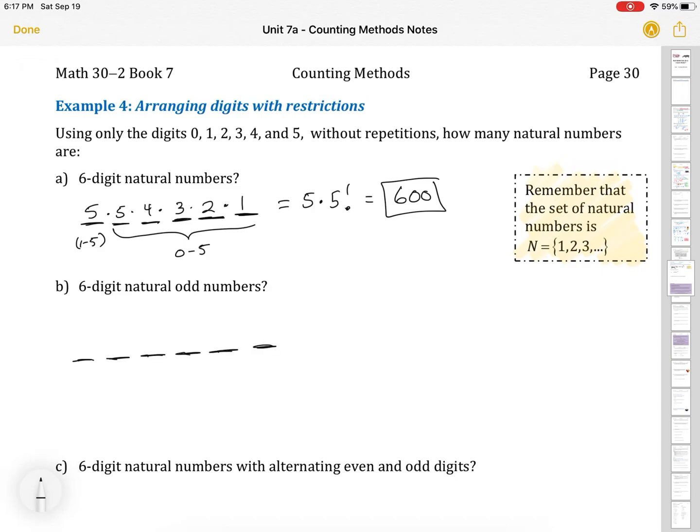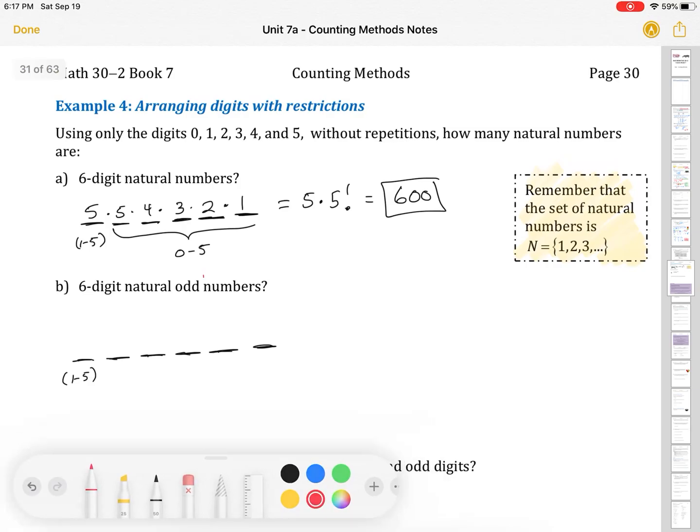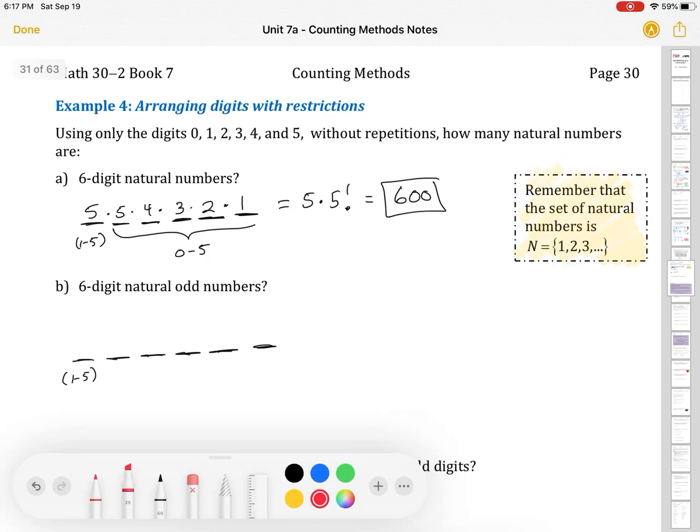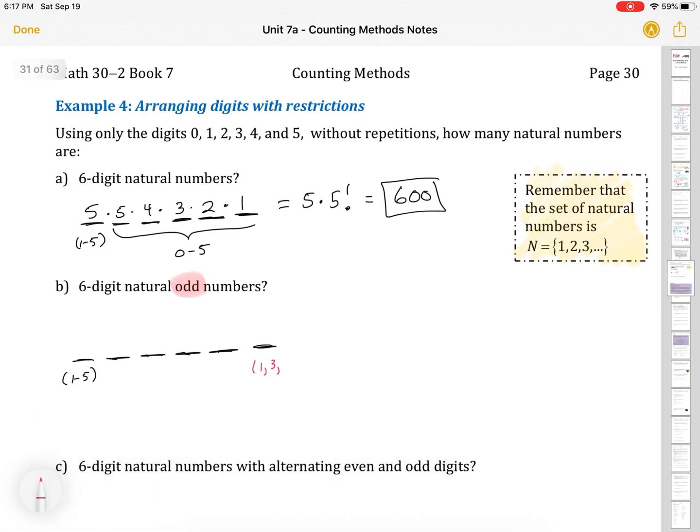6-digit natural odd numbers. So let's map that out. So I have 1, 2, 3, 4, 5, 6. Remember, the first one has to be 1 to 5, but we've also put in the restriction that it's odd numbers. So looking at odd numbers, that means that there are only 3 choices for our last digit. But we can choose 0 to 5 for our middle digits.